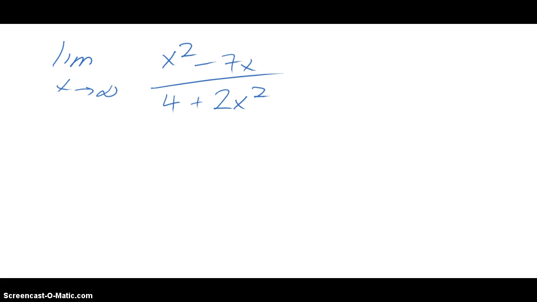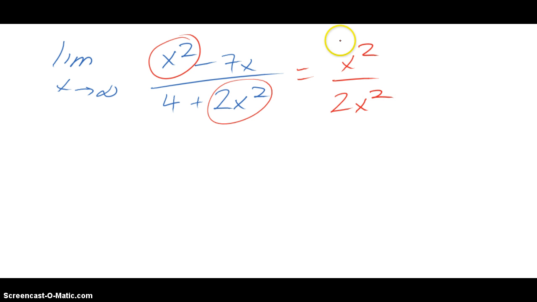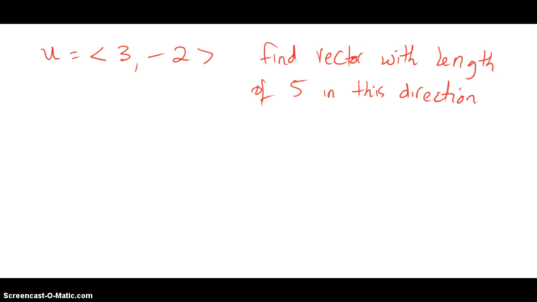In order to answer this question, we need to just consider the most dominant terms. So on the top we have this, on the bottom we have this, and if we put x squared over 2x squared, the x squareds cancel, and we end up with just 1/2. So that's your limit.